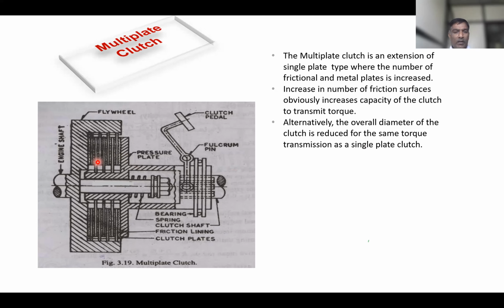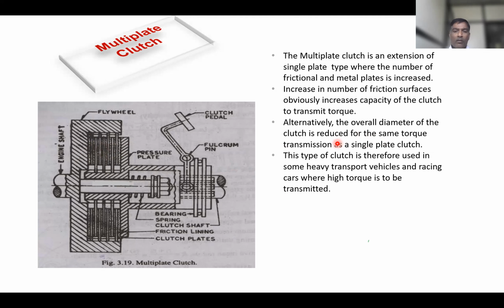So instead of a single plate, multiple plates are used, and that will provide frictional force in series. Here there is one combination, here a second combination, third, fourth, like this. This type of clutch is therefore used for heavy transport vehicles and racing cars. Other things are the same. So here you can see this is the flywheel.